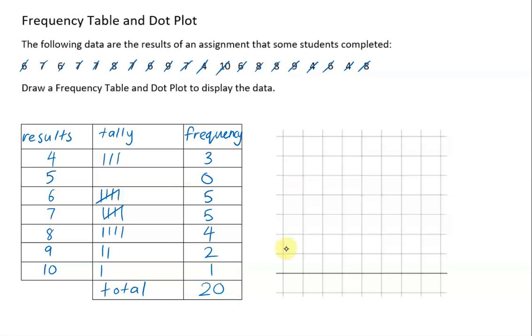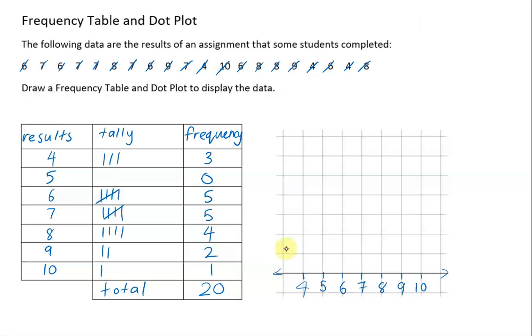Now we can see this horizontal line here. That is necessary for our dot plot. That's our horizontal axis. And along this line, we want to start at our minimum value, which was 4. That was the lowest score that anyone scored. The next value is a 5. Even though no one scored it, we need to make sure we include it. And our values go up by the same amount each time. 4, 5, 6, 7, 8, 9, 10, just like they did in our frequency table.